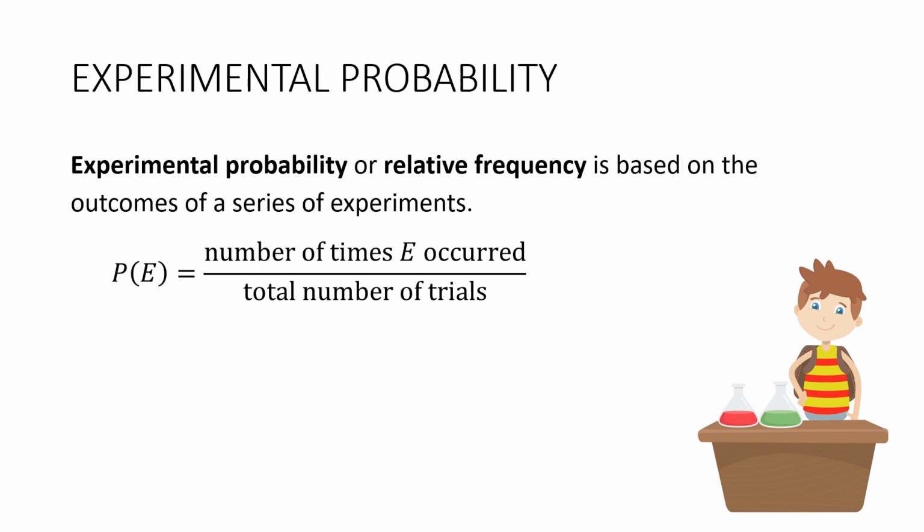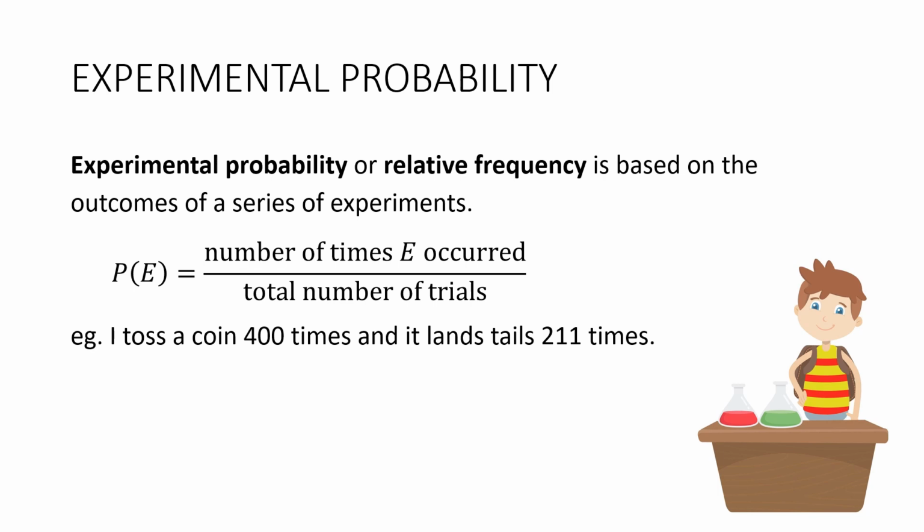Experimental probability, or relative frequency as it's called in statistics, is based on the outcomes of a series of experiments. So we use this formula: the probability that event E occurs is equal to the number of times E occurred divided by the total number of trials. So for example, if I toss a coin 400 times and it lands tails 211 times, then the probability that it landed tails is equal to 211 divided by 400.